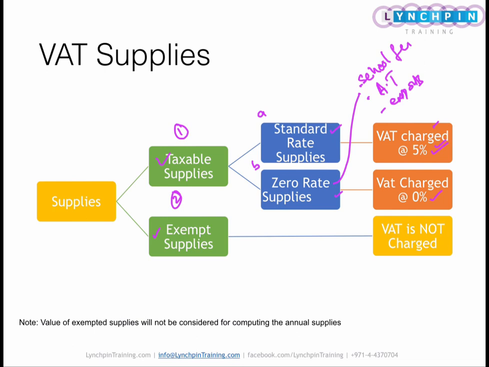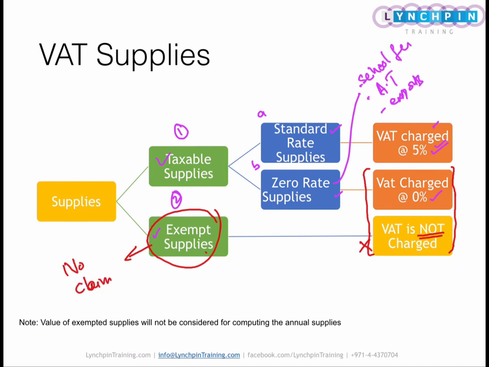Now exempt supplies are a very interesting phenomenon. On exempt supplies, there is no VAT, which means the end user will not pay any VAT here. Now you may be thinking that in both areas, I as an end user won't pay anything, but for the supplier it is altogether a different world. Why? If I am supplying exempt supplies, I cannot claim my input VAT.